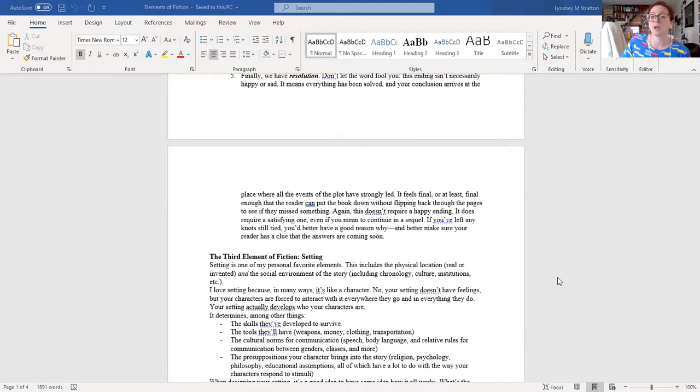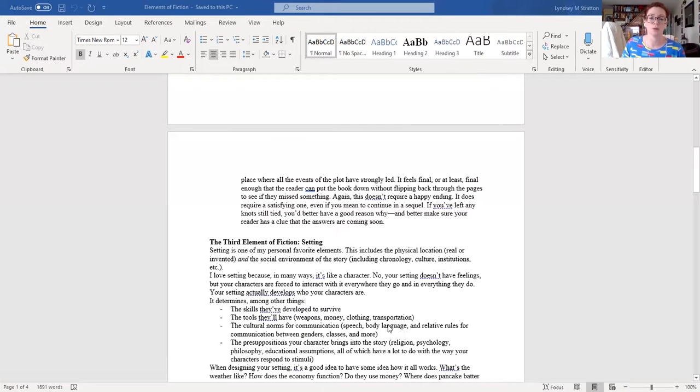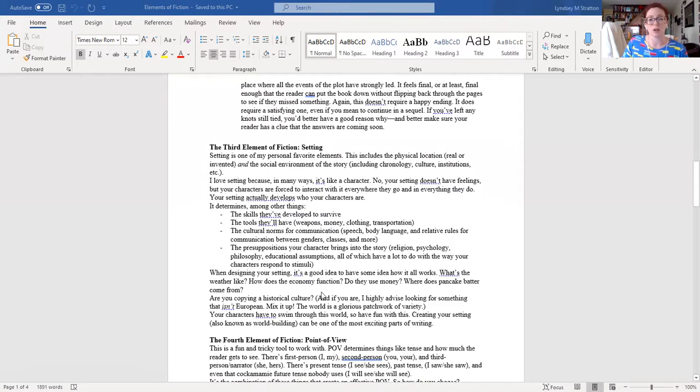What do characters have to learn to survive in their setting? What tools do they have? Norms, possible presumptions. These are just something to think about. Historical culture is usually big when you have a setting, because your setting is also your time setting. It's not just a physical place. And that's something that we saw much more with A Rose for Emily, less of Where Are You Going, Where Have You Been, and we'll see it a little bit with A Good Man Is Hard to Find.